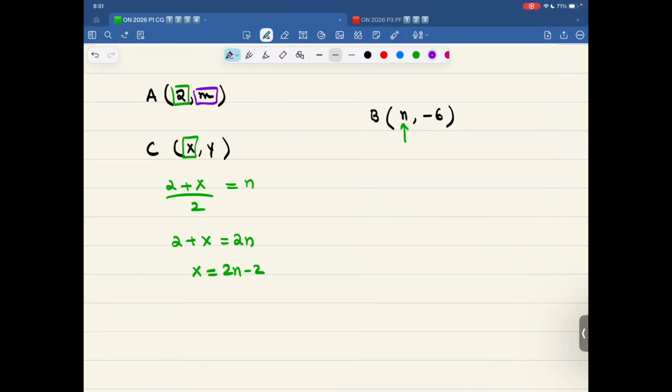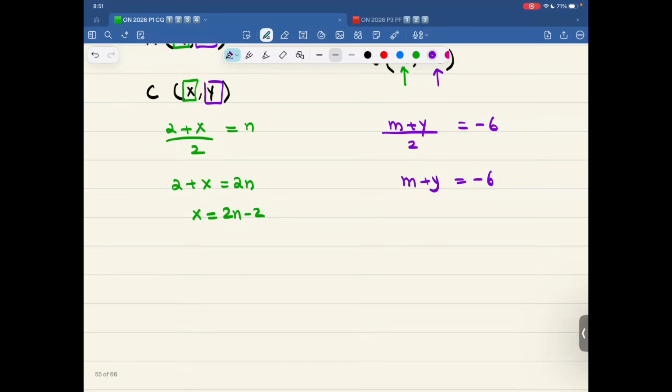Similarly, take the average of M and Y, and it should equal negative 6. M plus Y is negative 12. Therefore, Y is equal to negative 6, negative M.